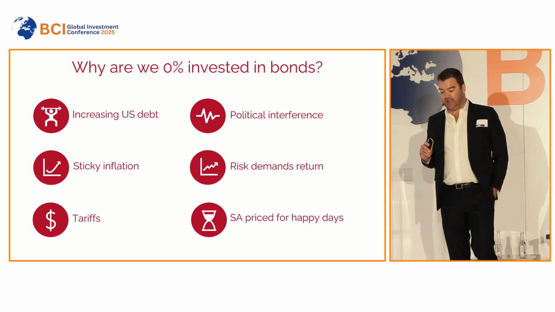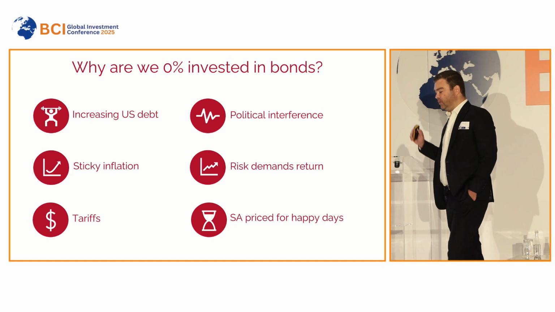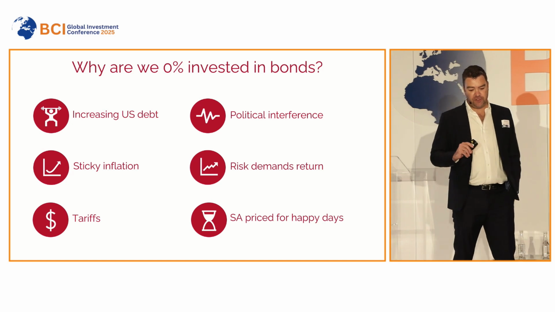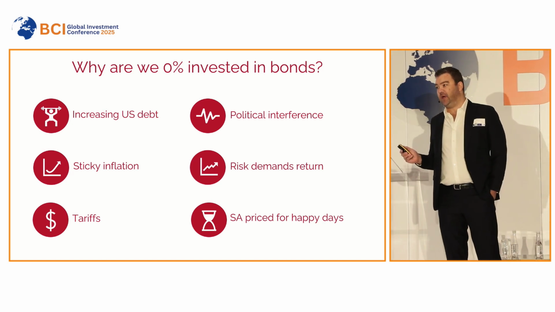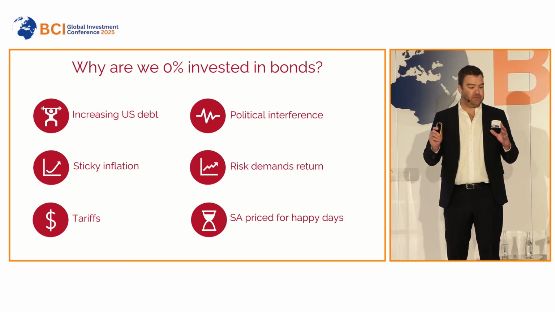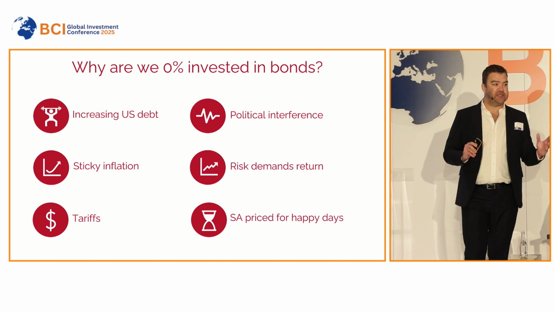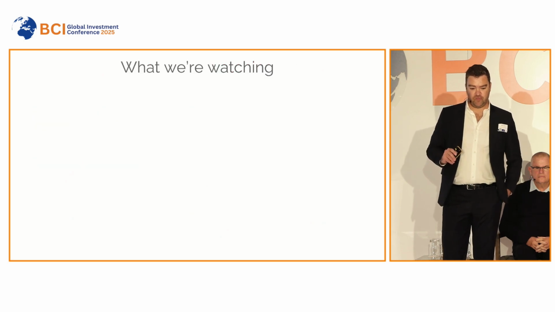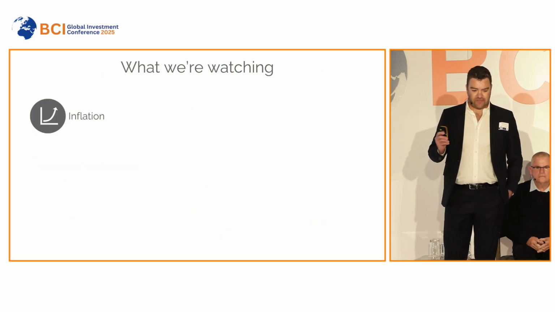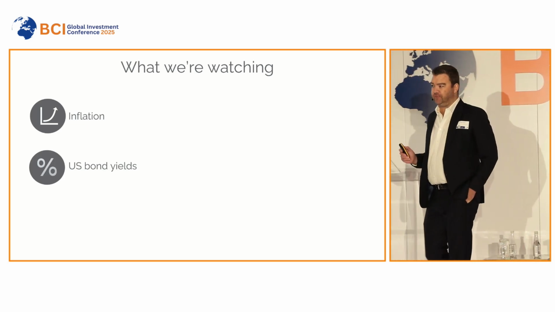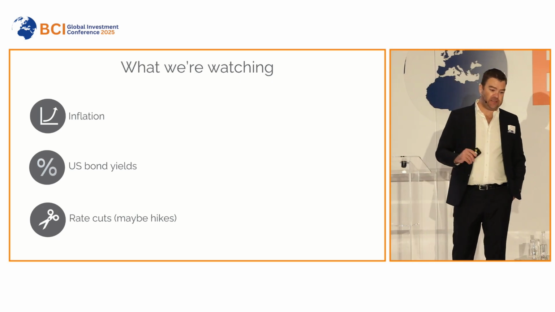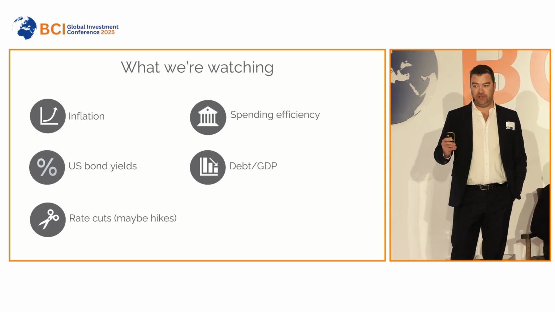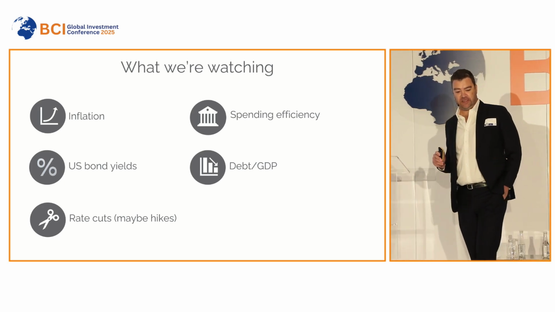And then, in our opinion, SA is priced for happy days. Yes, our real rates are very high. Yes, the central bank could price lower interest rates, but from a political aspect as well, the GNU is in fact priced in a status quo. There is a political risk for us that if the GNU does fall apart, the yields go up further. So what we're watching: inflation, I think everyone will be watching inflation and US bond yields, rate cuts, maybe rate hikes, spending efficiency out of the US, debt to GDP ratios in the US currently sitting at about 130%.